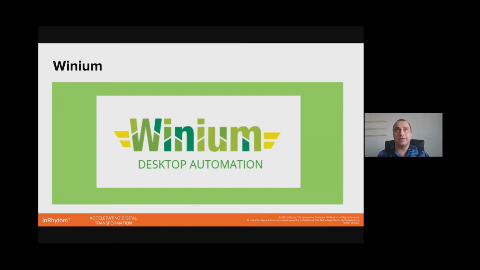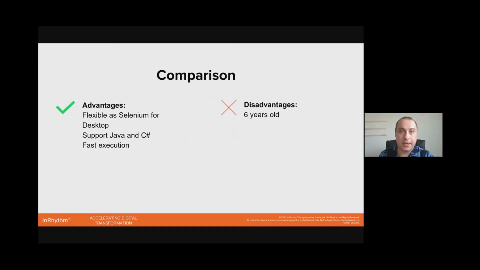If we need to create automation testing for desktop, Winium is one of the best libraries for that. We can use Java or we can use C# for that. It's the same approach as Selenium, like page object model, but it can work with desktop. And if we look at the advantages and disadvantages of this tool, it's very flexible like Selenium. We can use it for desktop. We can use two languages, Java or C#, and it's super fast execution compared with Ranorex. But what are the disadvantages? For some reason, it has not been updated for 6 years already.